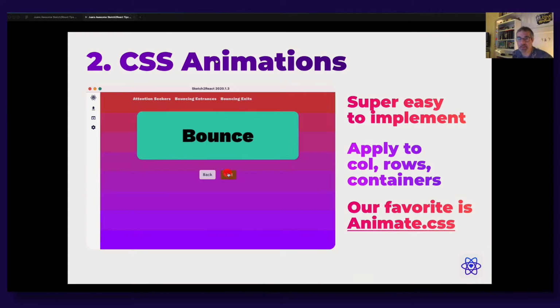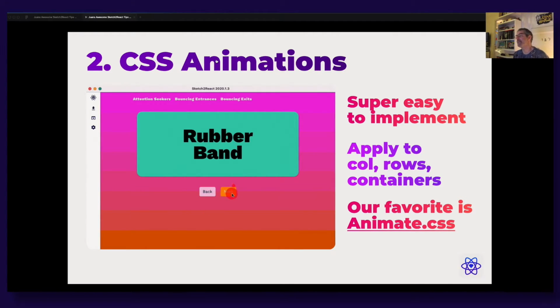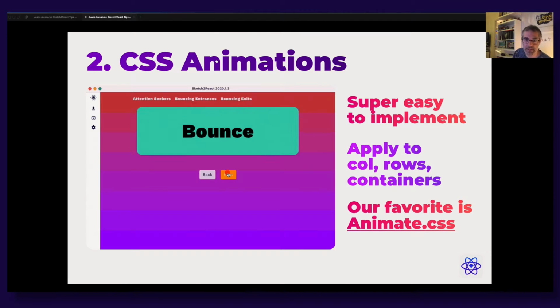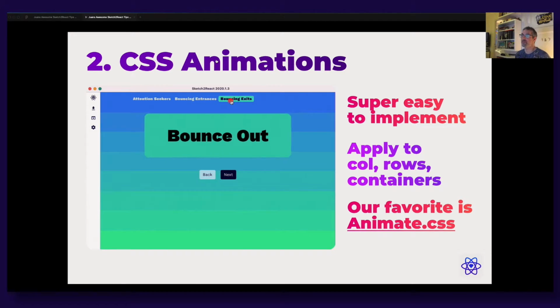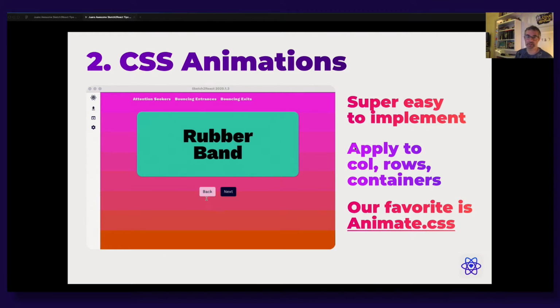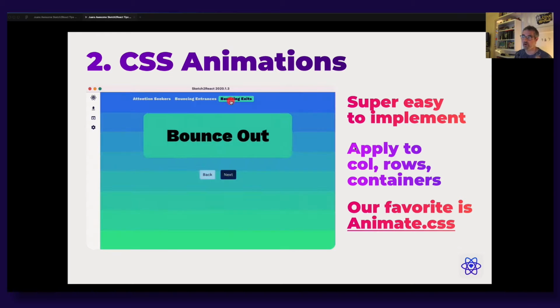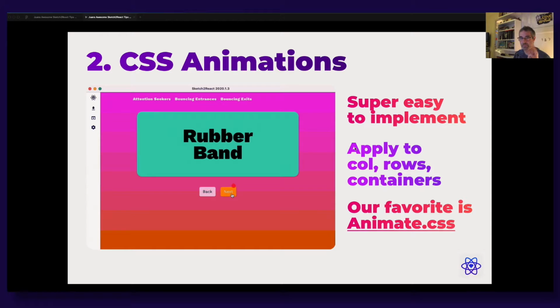Tip number 2 is use CSS animations. Since it's super easy to implement, anything that you can do with CSS will work. So our total favorite is Animate CSS, which you can find here, going in there, and you can apply this to these animation classes to either call, rows, containers, or all of them actually. So just go bananas. That was tip number 2.